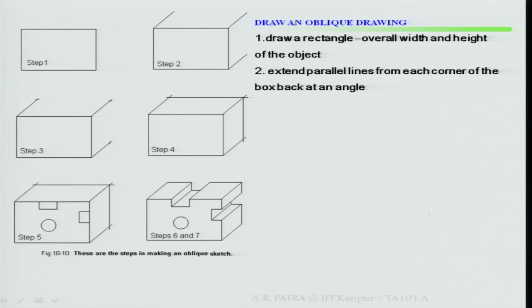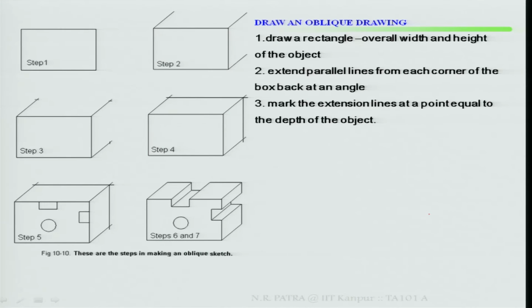Step 2, extend parallel lines from each corner of the box back at an angle. At each corner of the box, extend your parallel lines at an angle. In the depth direction, use the angle that has been given. Mark the extension lines at a point equal to the depth of the object, the depth dimension.